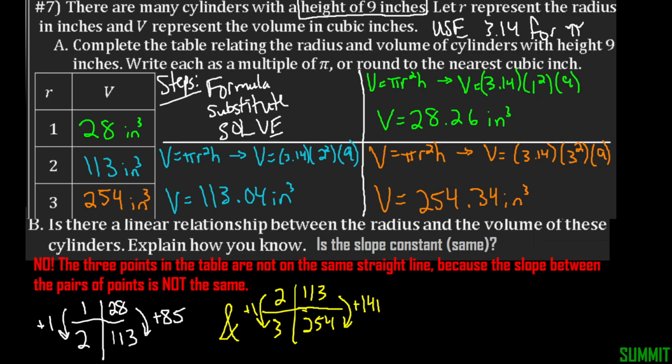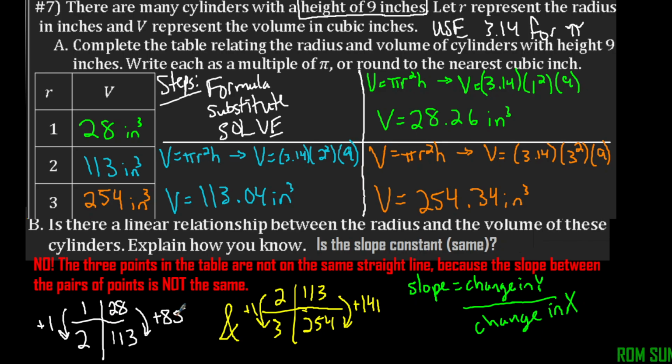So when we write our slope, we're going to say our slope is going to be equal to the change in y divided by that change in x. And so since we have that first one, we're going to say 85 divided by 1 is not equal to 141 over 1. So since these two aren't the same, meaning our slope is not equal, we're going to say this is not a linear relationship.